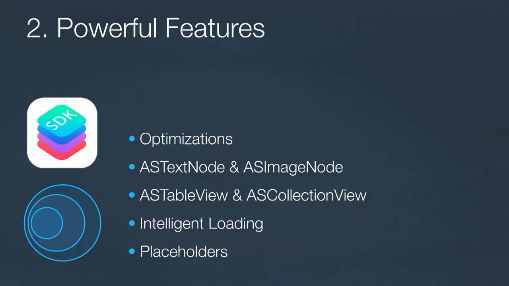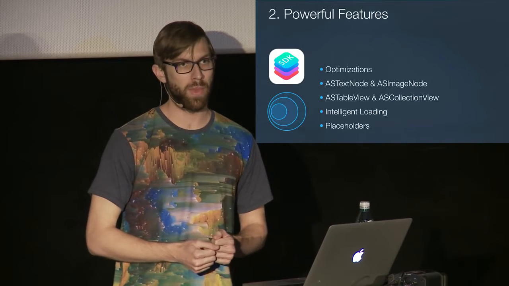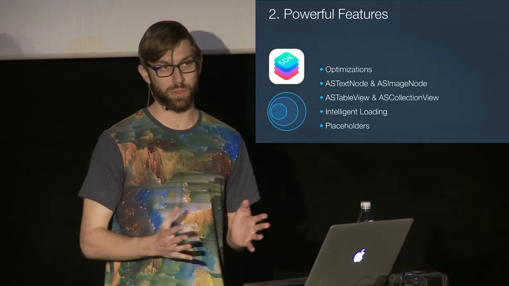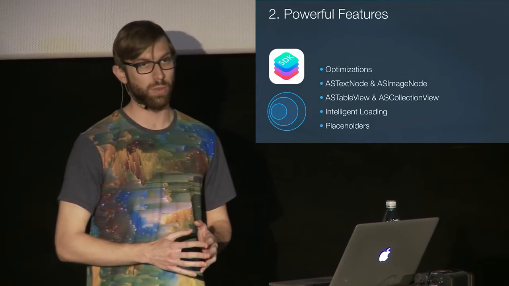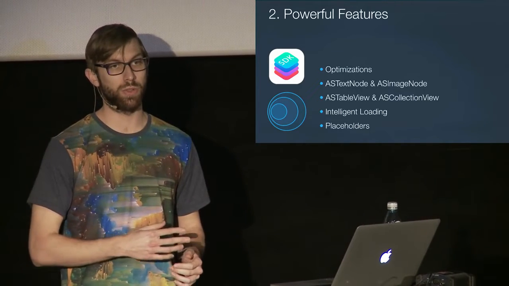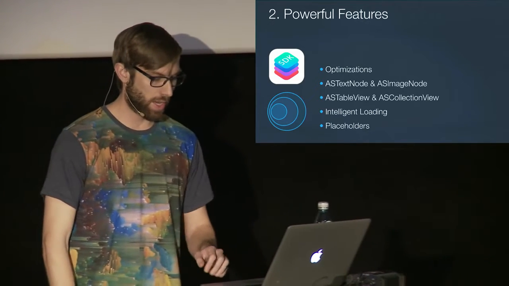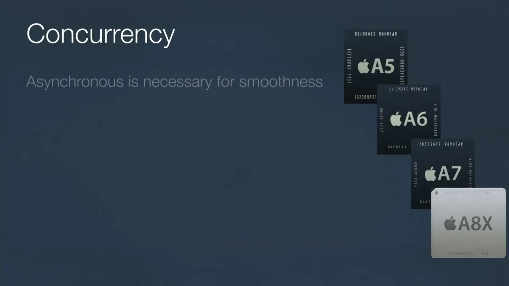We'll go into text node and image node, which are much more powerful replacements for UI label and UI image view. AS table view and AS collection view are basically asynchronous versions of those classes. We'll talk about intelligent loading, which can help you manage your network requests automatically, and also those placeholder states I mentioned.